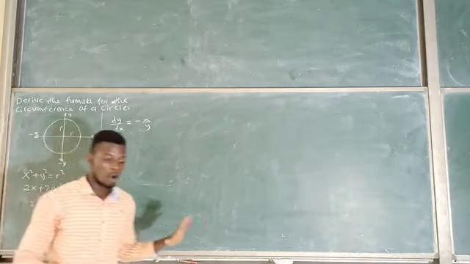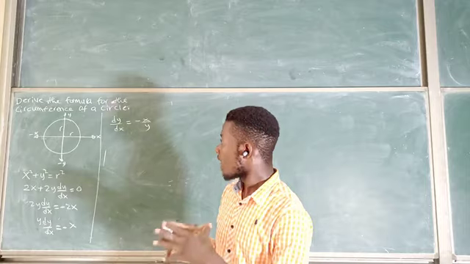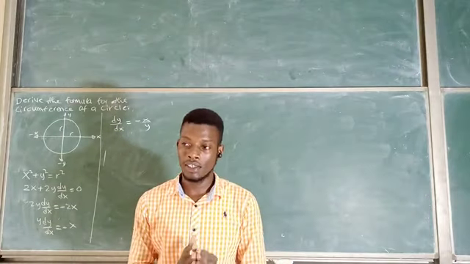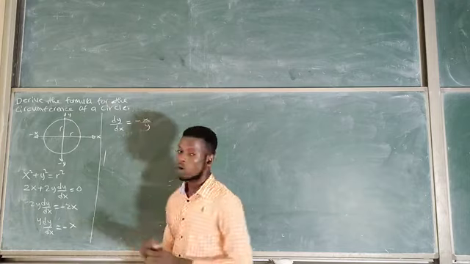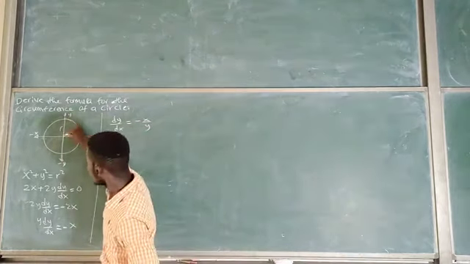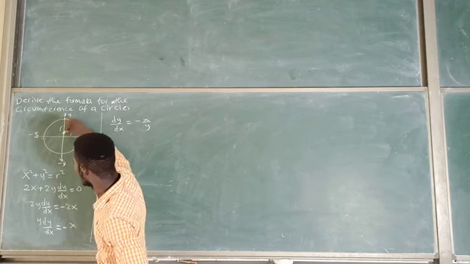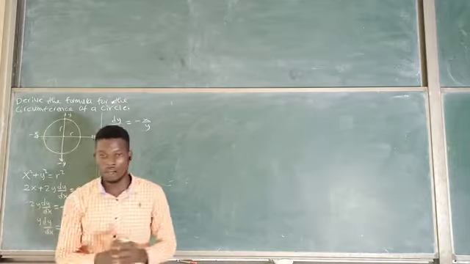So the derivative of a circle that has radius r and whose center is at the origin is minus x over y. Now, the distance from here, this arc length from here all the way here, is called the arc length of this particular curve.